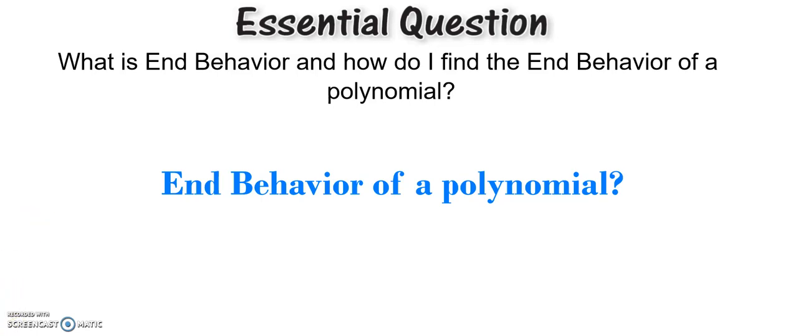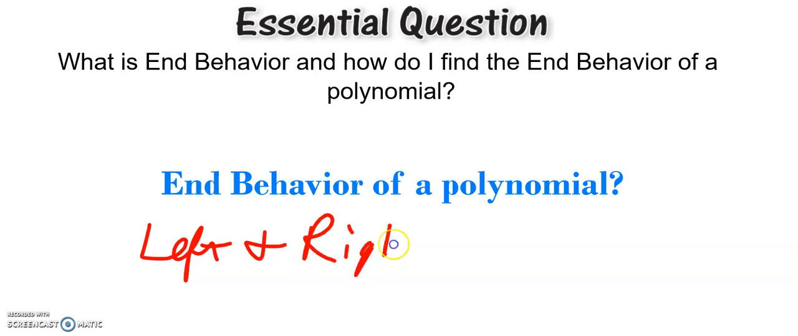Anyway, end behavior of a polynomial. So we want to think about as the graph is going to its ends, so left and right, that's what we mean by the ends. What is it doing? Is it going up or is it going down?